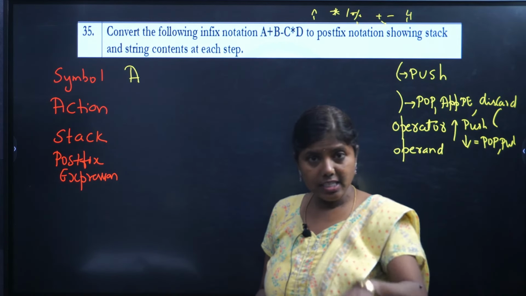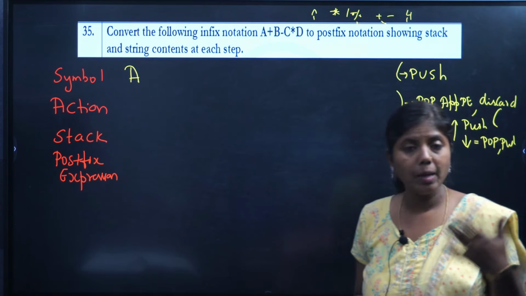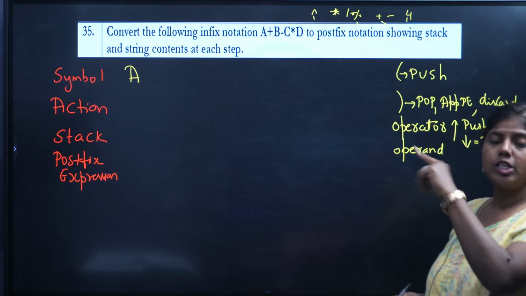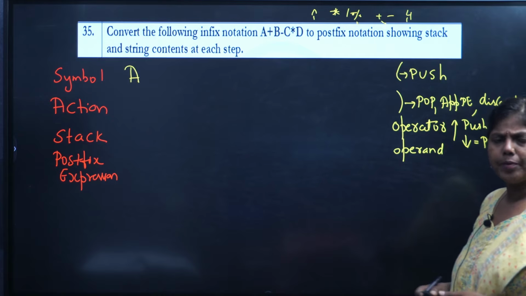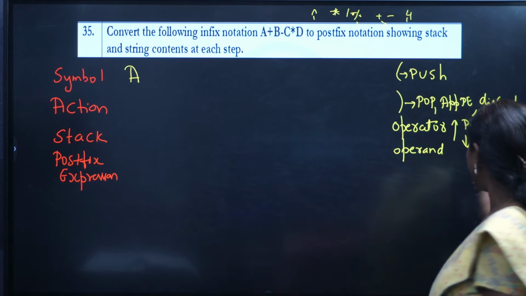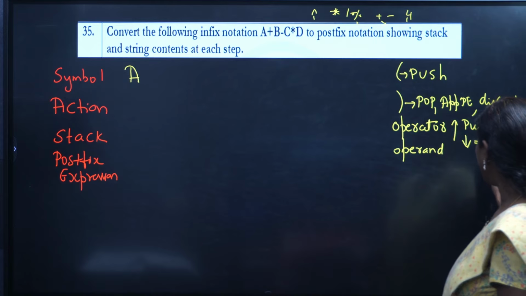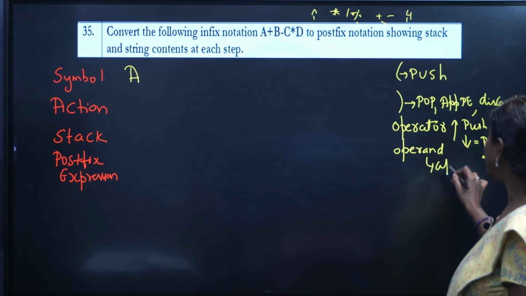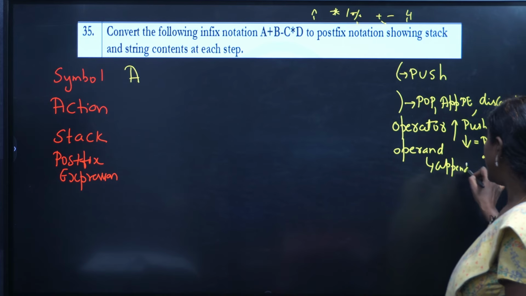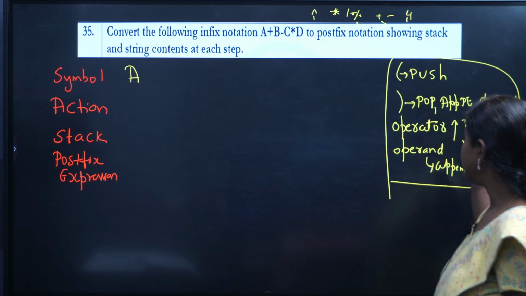What I told, if the operator has greater precedence, you push it. If it has lesser precedence or equal precedence, you keep on popping till the operator you got becomes a higher priority. Once it becomes a higher priority, you can push it. When you pop it, you have to append it. Whenever you pop it, you have to append it. Operand means what? Very simple. You have to append to the postfix. This is going to be the major thing for you to understand.